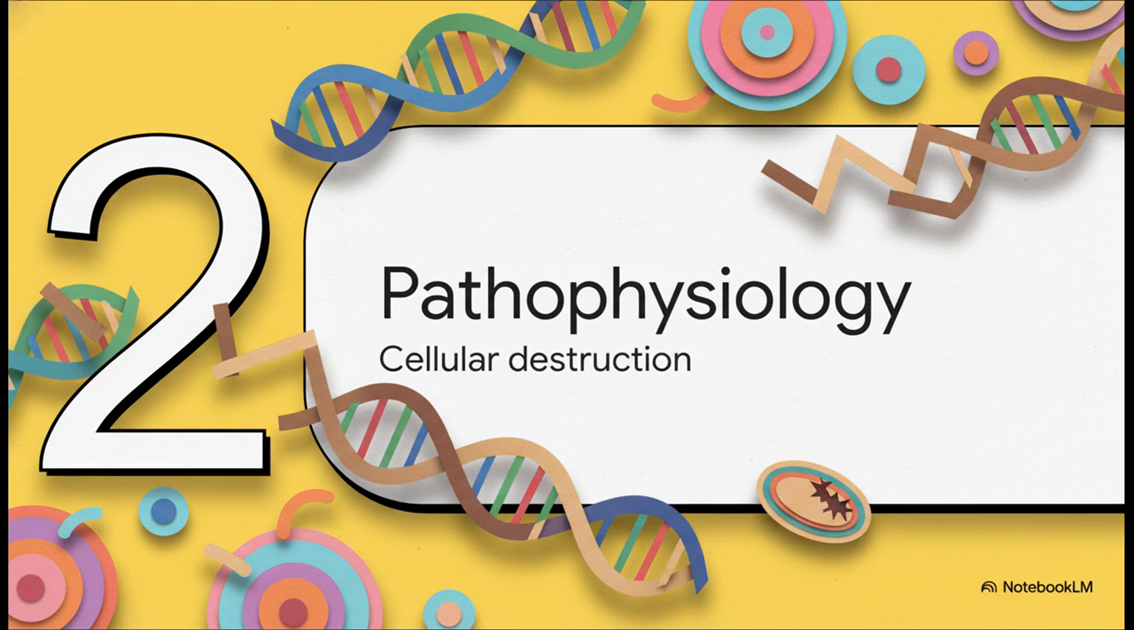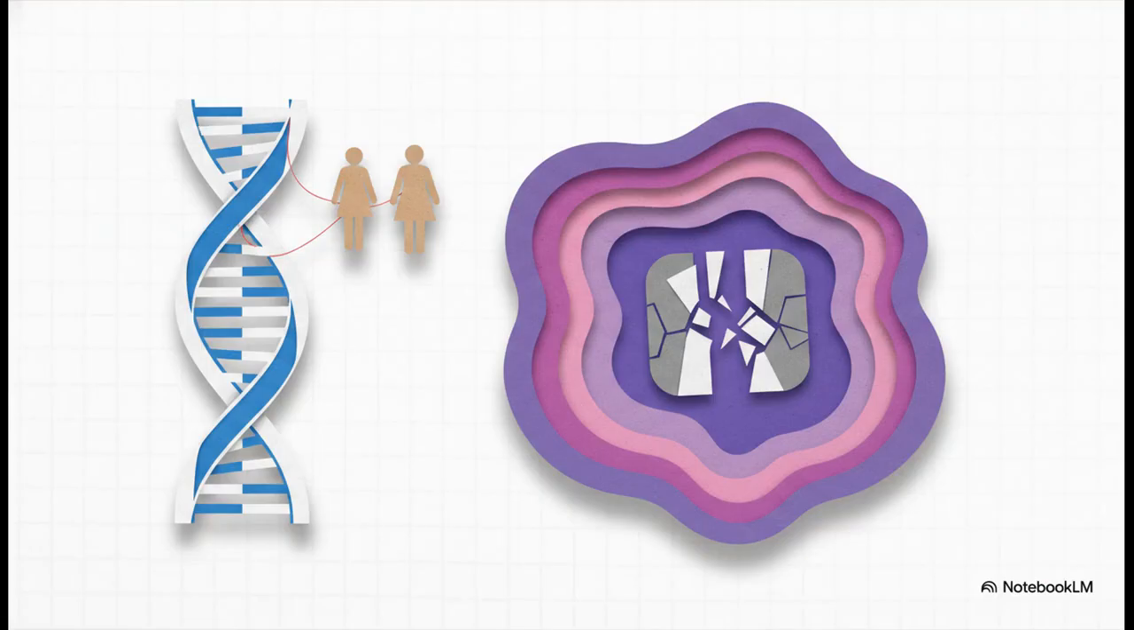Let's zoom in to the microscopic level to understand the root cause of this disorder. The disease actually results from a very specific mutation in the ABCD1 gene. Now, this gene encodes a protein called ALDP, which stands for adrenoleukodystrophy protein. Think of ALDP as a vital transporter located right in the peroxisomal membrane.